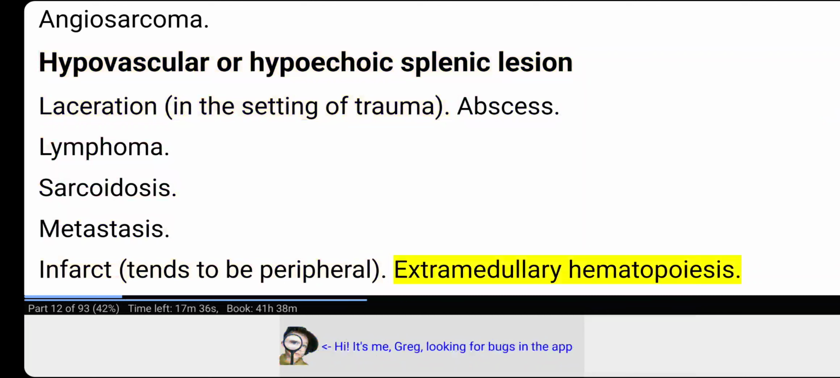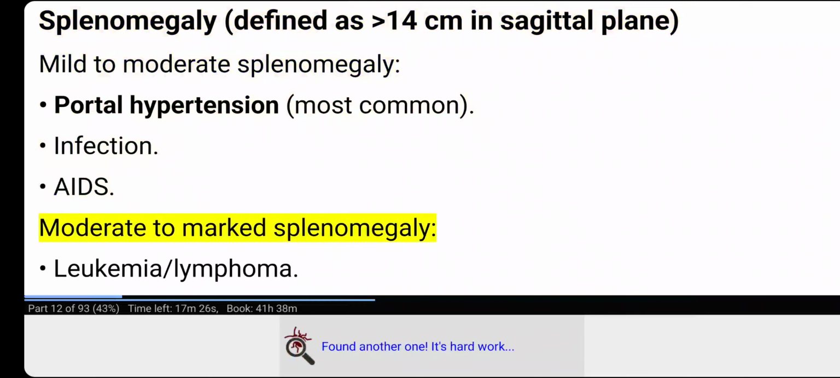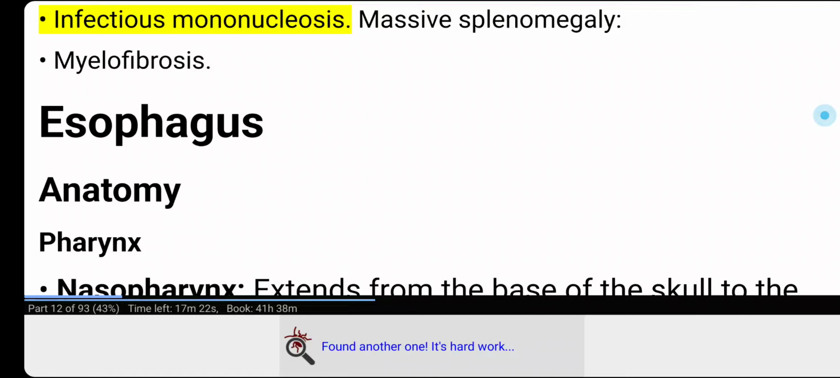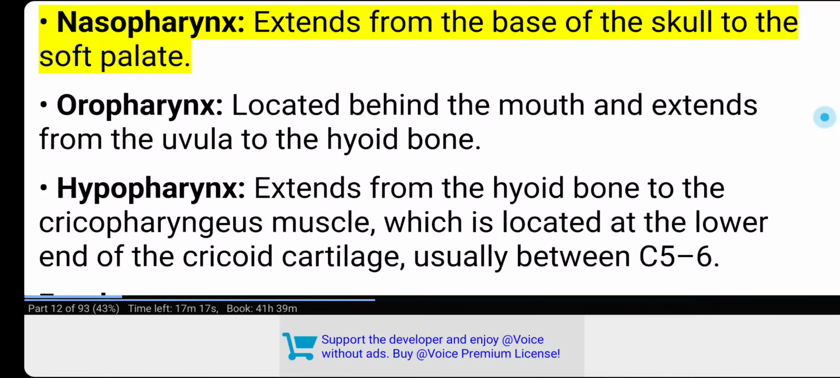Extramedullary hematopoiesis. Splenomegaly is defined as greater than 14 cm in the sagittal plane. Mild to moderate splenomegaly: portal hypertension most common, infection, AIDS. Moderate to marked splenomegaly: leukemia, lymphoma, infectious mononucleosis. Massive splenomegaly: myelofibrosis.